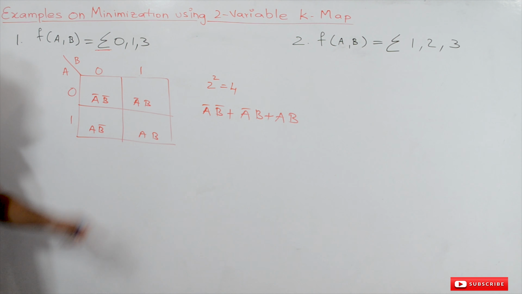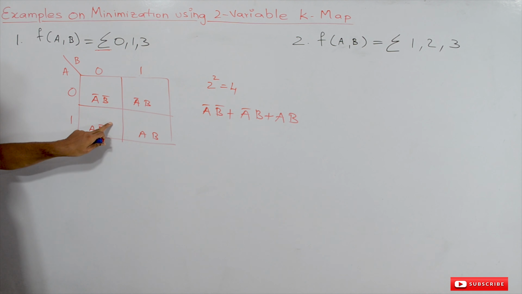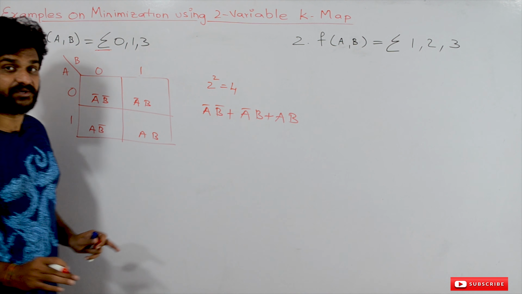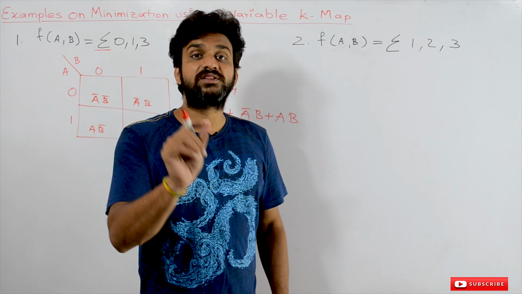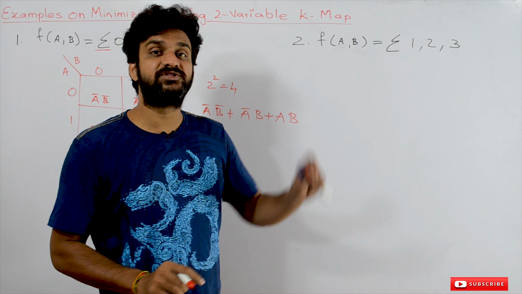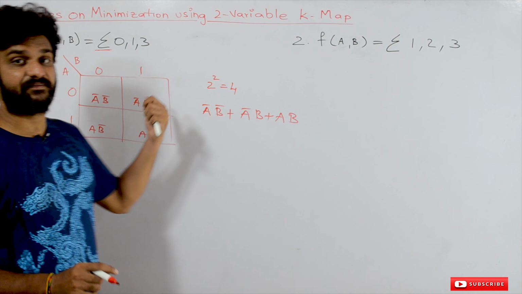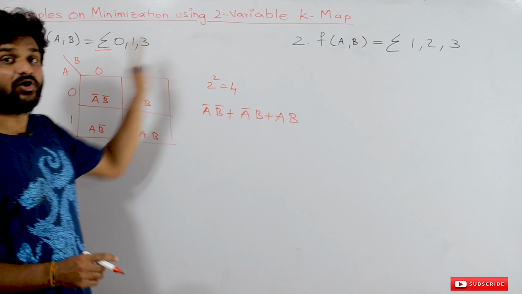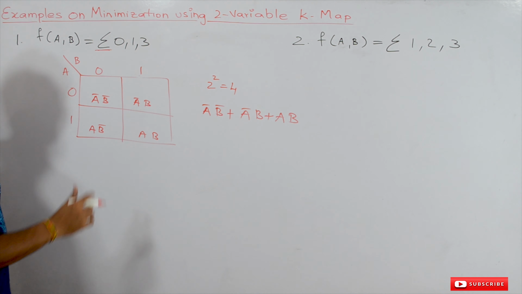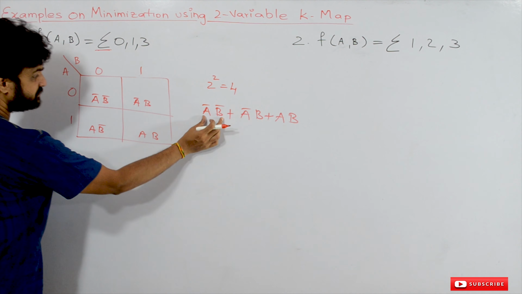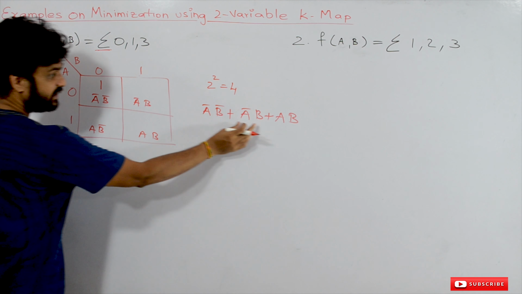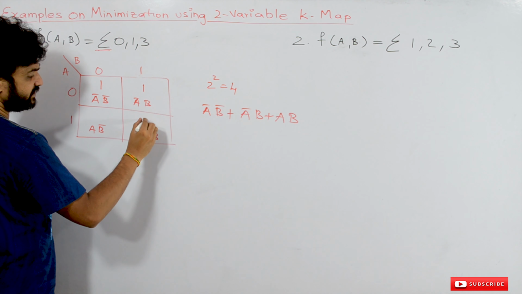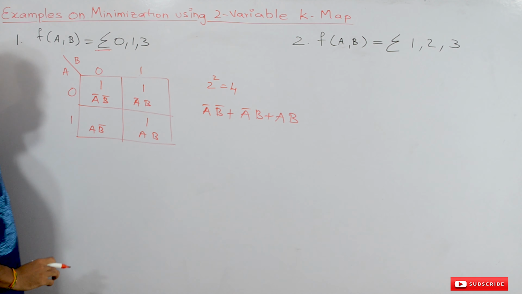This expression has to be minimized by using a two variable K-map. What is the first step? First we have to represent all the min terms in the function with 1 in the K-map. So this min term is filled with 1, the next min term, A complement B, is filled with 1, and this is AB, which is also filled with 1.